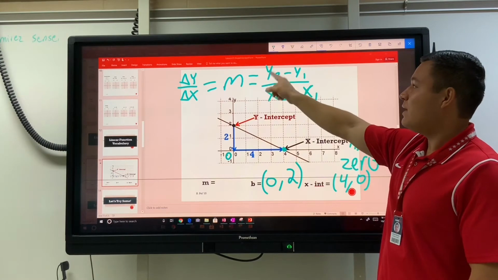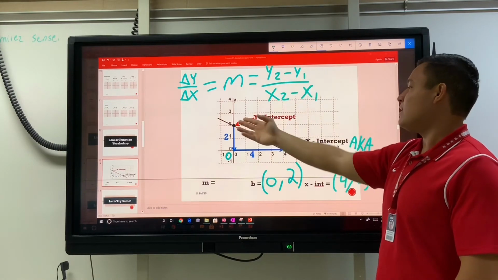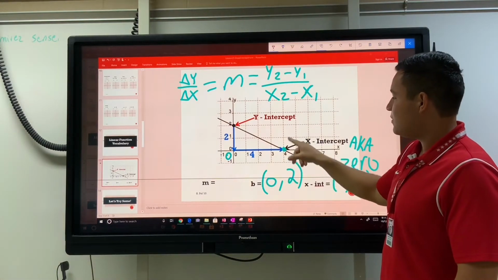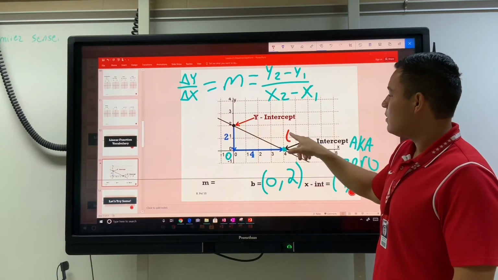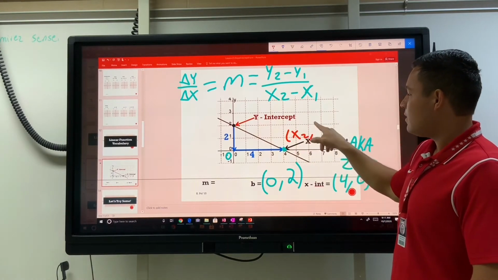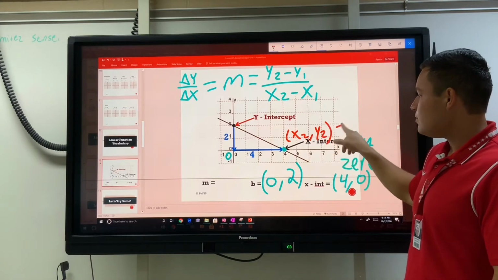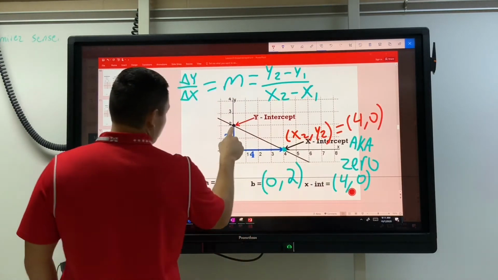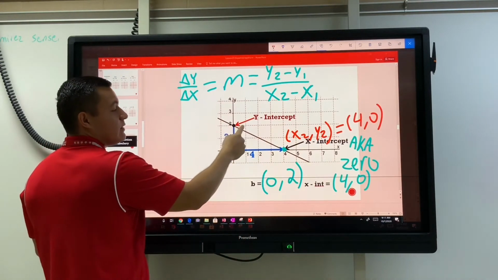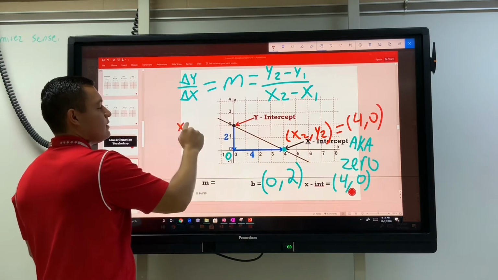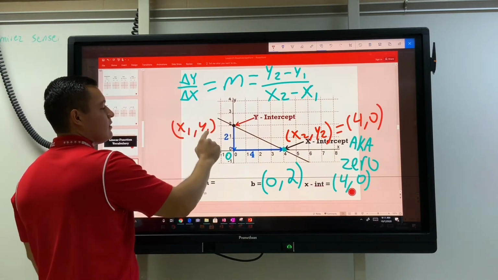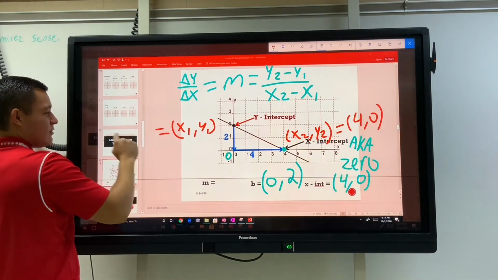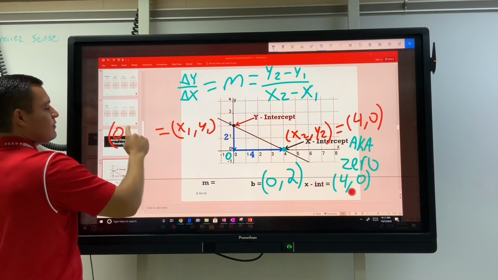So this says y2 minus y1. Okay, now which one's y2 and which one's y1? You get to pick. Let's make this x-intercept the point 2, which means it's going to have x2 and y2, and those coordinates will be (4, 0). Let's make this point x1, y1, and that's going to be equal to 0 for x and 2 for y.